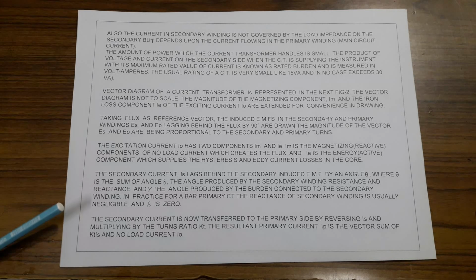In practice, for a primary CT, the reactance of the secondary winding is usually negligible and delta is 0. The secondary current is now transferred to the primary side, reversing IS and multiplying by the turns ratio KT. The resultant primary current IP is the vector sum of KTIS and no load current I0.